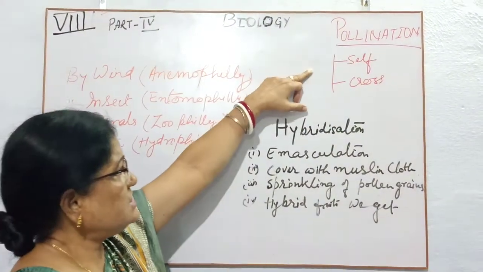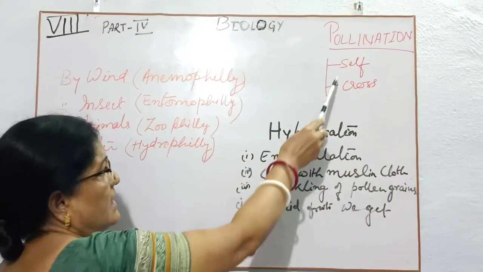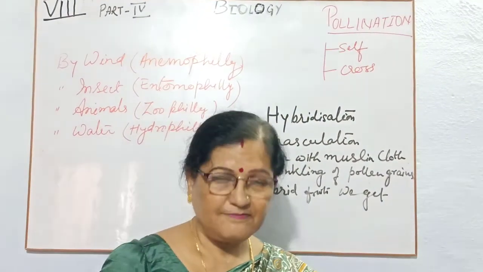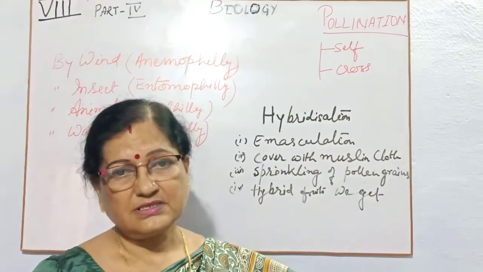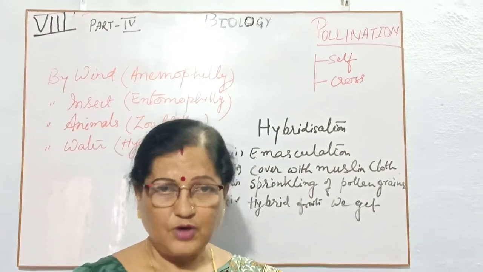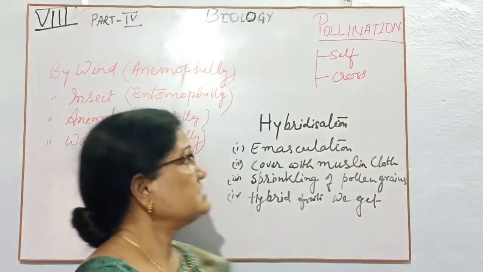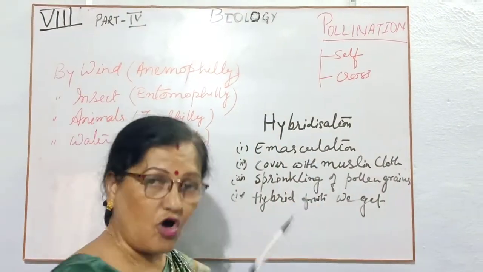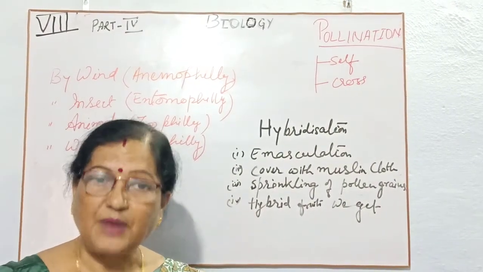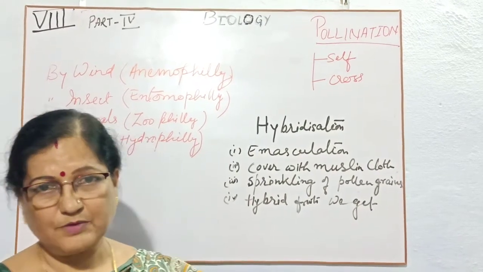Now pollination is of two types. First is self-pollination and next one is cross-pollination. As the name indicates, self-pollination means when the pollination takes place between the pollen grain of a flower and the ovule of the same flower. This is known as self-pollination. Or this pollination can take place in the same plant also, from one flower to another flower. This is known as self-pollination.